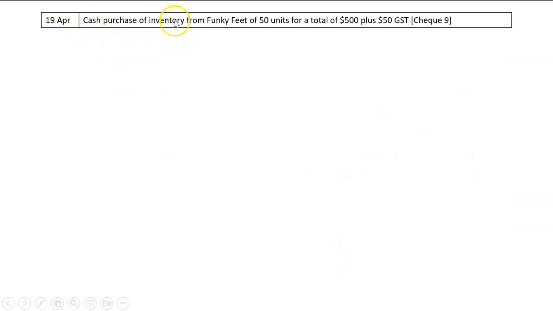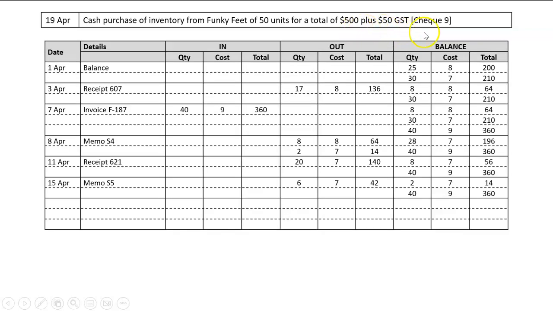19th of April, cash purchase of inventory from Funky Feet of 50 units for a total of $500 plus $50 GST. So we always get the GST out. We don't want anything to do with that in the inventory card. Here's our card as it was, and then we're getting 50 units for 500.